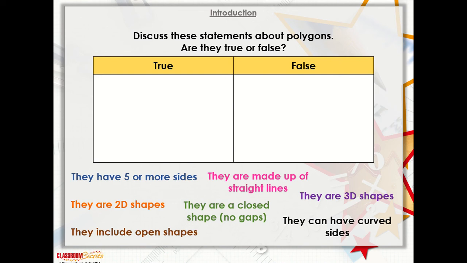They are 3D shapes. They are 2D shapes. They are a closed shape. That means there are no gaps in them. All the lines join up. They can have curved sides. They include open shapes. I wonder what you think. Pause the video and have a think about where you would put these statements.